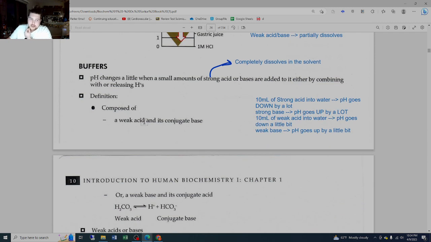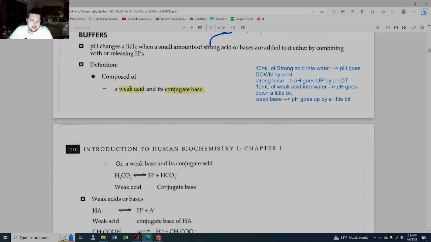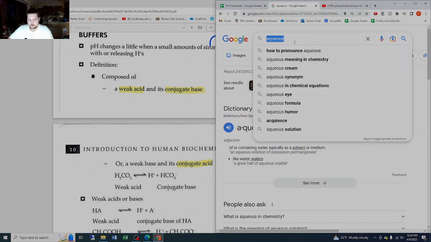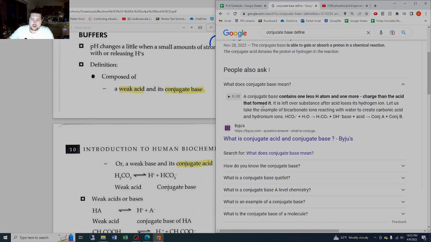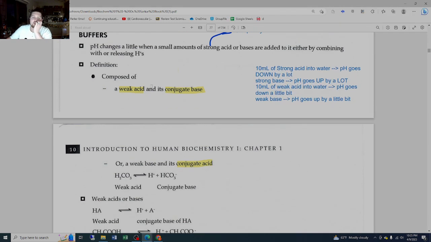So the definition of a buffer: it's composed of a weak acid, so remember the definition over here, weak acid, and its conjugate base, or a weak base and its conjugate acid. A conjugate base contains one less hydrogen atom and one more negative charge than the acid that formed it. This is talking about the buffer.